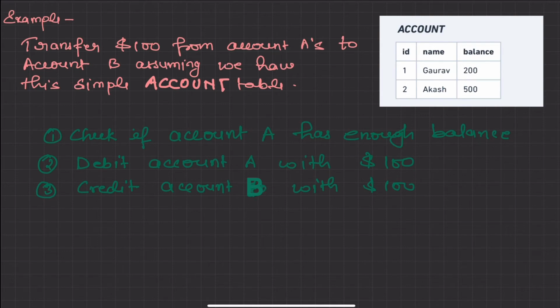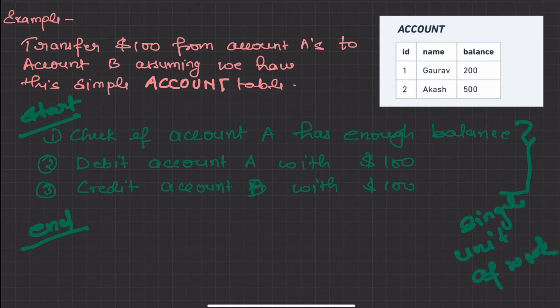To make it a single unit of work, different databases have different syntax. There should be a way to tell the database to start the transaction and end the transaction, and between these we write our queries, which is nothing but a single unit of work. Now we understood why we need to write a transactional query. What do we mean by a transaction?